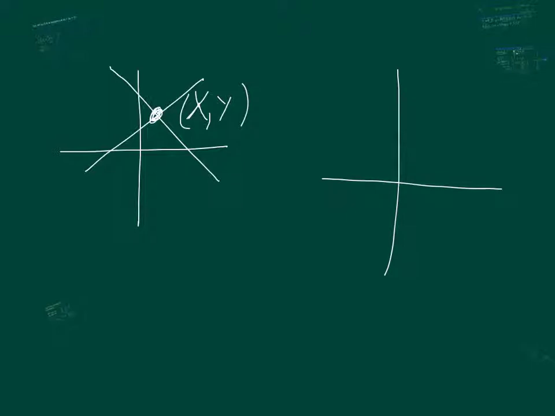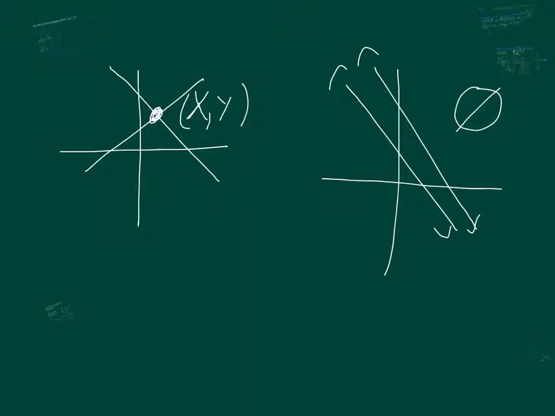First one, here's your x and y axis. You'll have lines that just cross at one single ordered pair. That's one solution, x and y. Next scenario, you might have a line that does this, a line that does that. Those are parallel lines. What that means is that there's no solution.